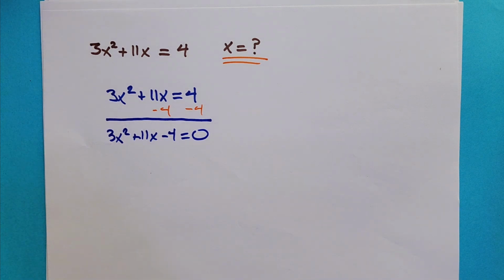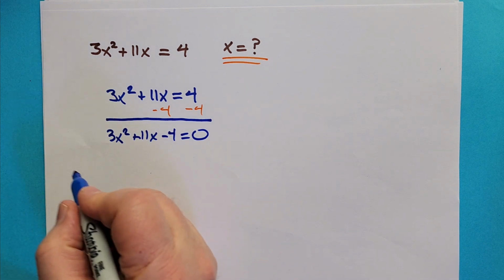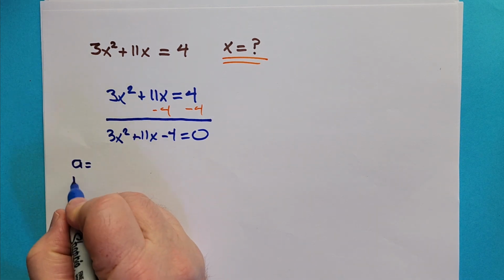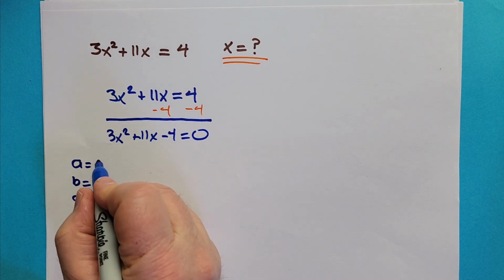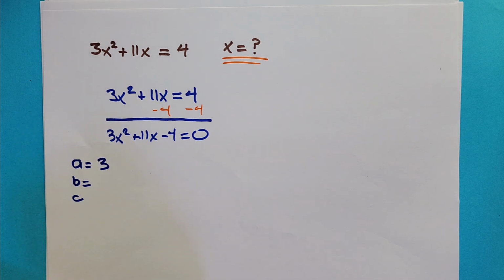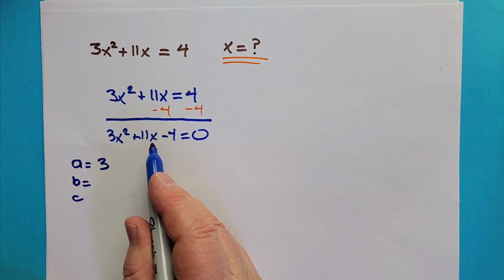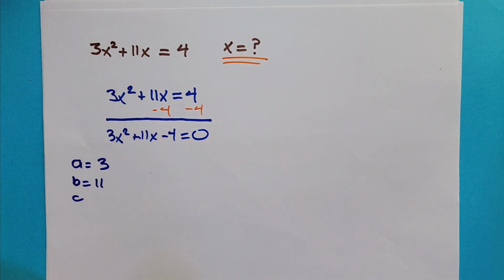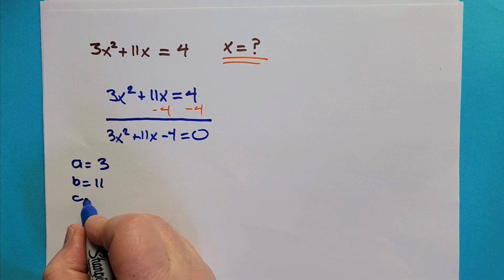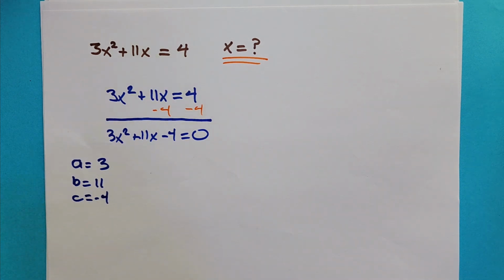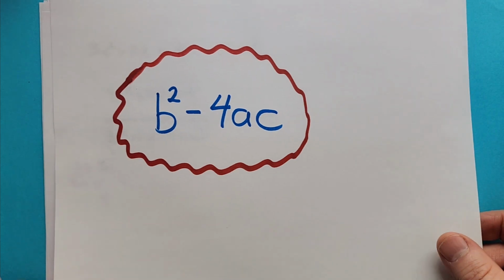Now we can identify the parameters a, b, and c. So with standard form, remember a is in front of the squared part. So a is going to be 3. B is the linear coefficient, or the number in front of x, just a plain x without an exponent. So b is 11, and then c is a negative 4. Okay, so let's calculate the discriminant. Remember the thing I told you to memorize, the b squared minus 4ac. We're going to start with calculating this thing, the discriminant.